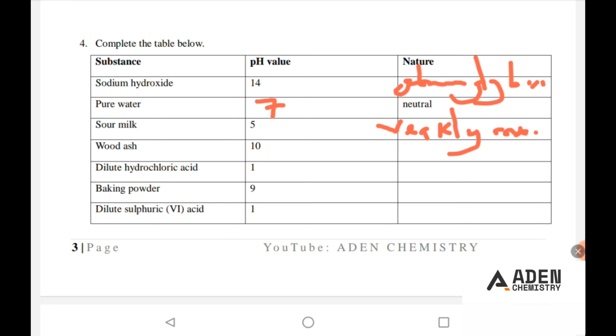Then next, we are going to proceed to wood ash. Wood ash is an example of a base with a pH value of 10. So that's weakly basic. We are supposed to write there. Then we're having dilute hydrochloric acid, the pH value of 1. So the nature will be strongly acidic. We're having next baking powder with a pH value of 9. So baking powder is a base with a pH of 9. So it will be weakly alkaline or weakly basic. Then lastly, dilute sulfuric acid with a pH of 1. Then we are going to write here strongly acidic. That's the nature of that substance.